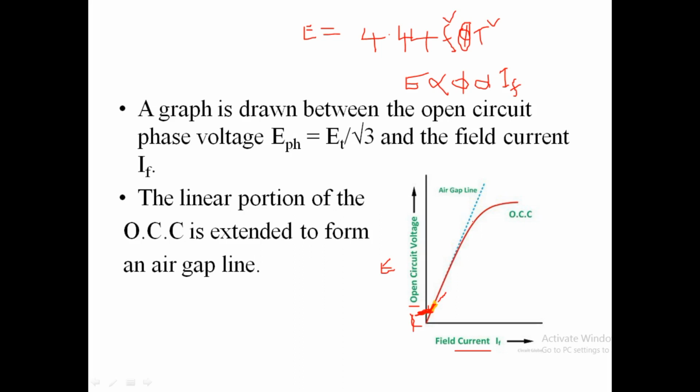And after that, what is happening? The flux becomes constant after some time. This is known as saturation, and the EMF is also constant. So this curve is similar to the curve of a DC machine, which you already know. If we draw a line tangent to this curve, or an ideal completely linear curve, that ideal OCC is known as the air gap line. So this is the open circuit curve.